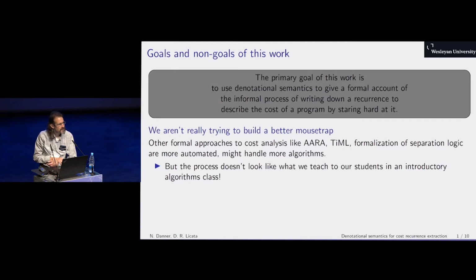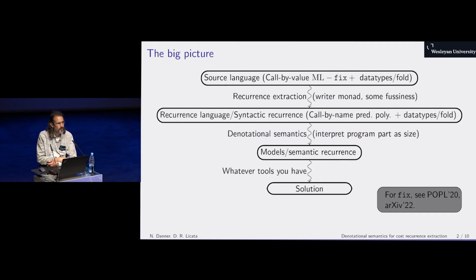And so the goal here is to use denotational semantics to give a formal account of that informal process of coming up with that cost recurrence. Not focusing on solving it directly, just the actual coming up with that recurrence. Where does it actually come from? And just to be clear, I'm not focusing on building a better mousetrap, not trying to come up with techniques for more PL-based approaches to cost analysis like ARA and other approaches. Really I just want to focus on giving a formal account of that informal process.